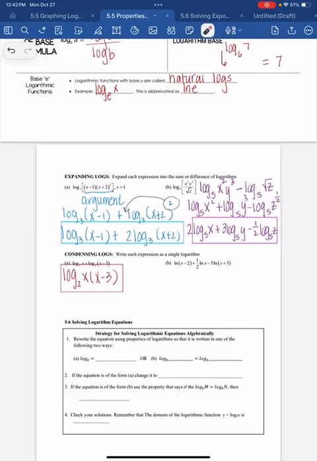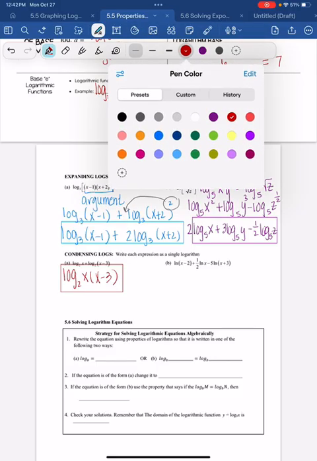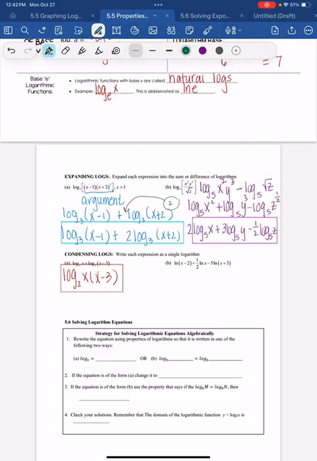Okay, this next one, ln. ln is the same thing as the natural log. Okay, so remember, ln is a base of e.